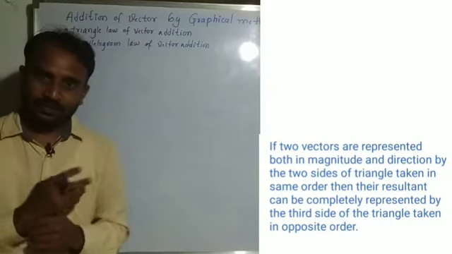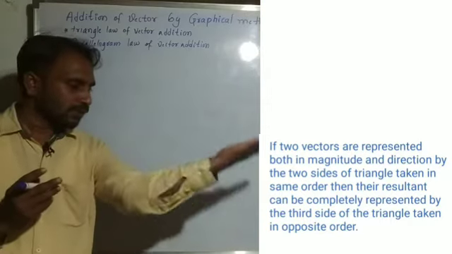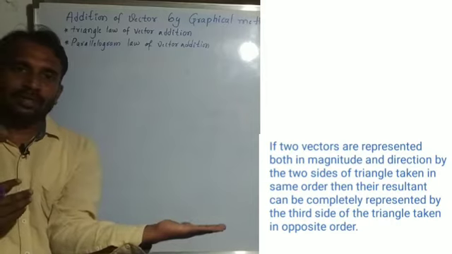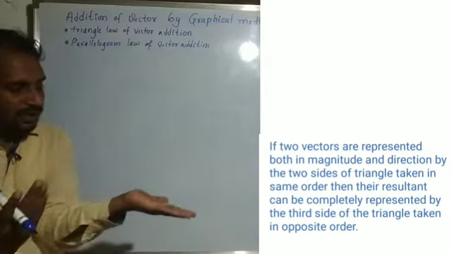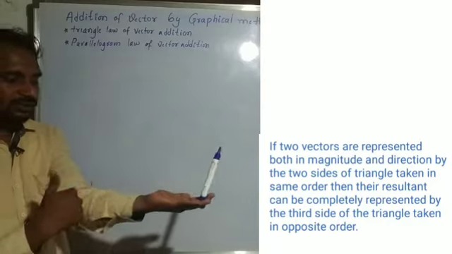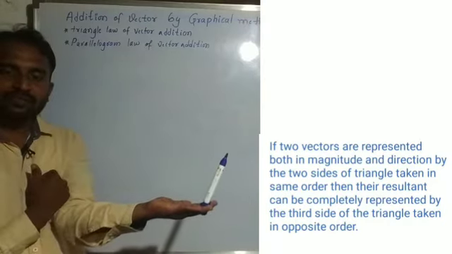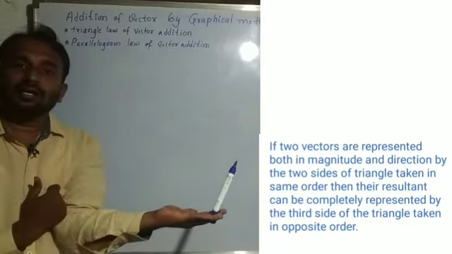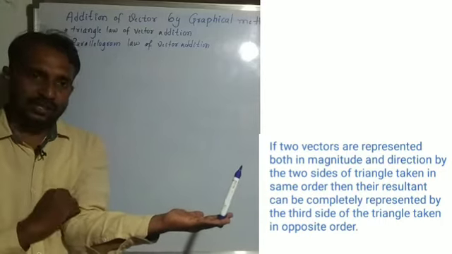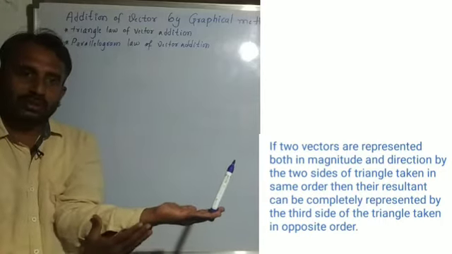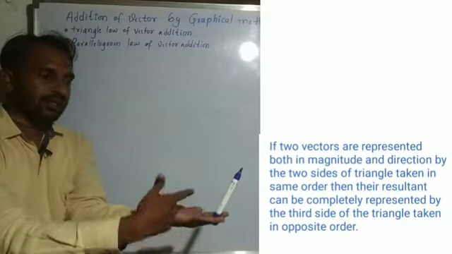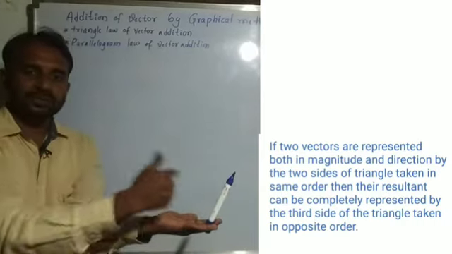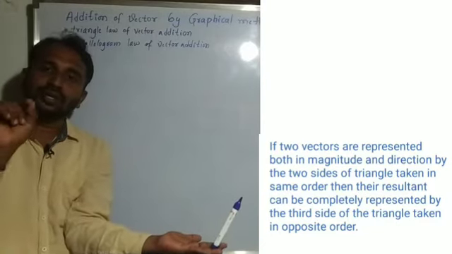a triangle. This one is one vector and this one is another vector: the first vector and the second vector. These two vectors represent both magnitude and direction. It means a particular value, and they have a particular direction. So this is vector 1 and vector 2.